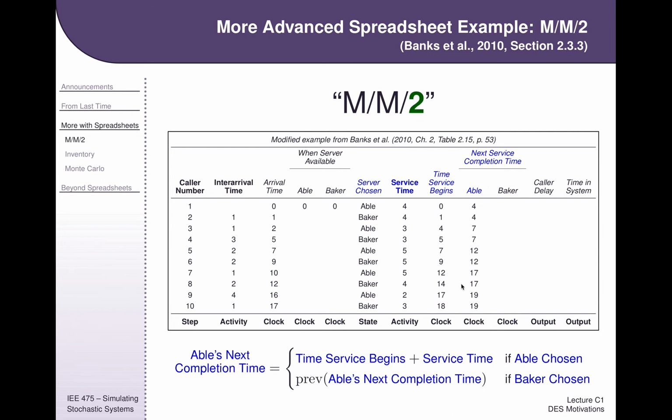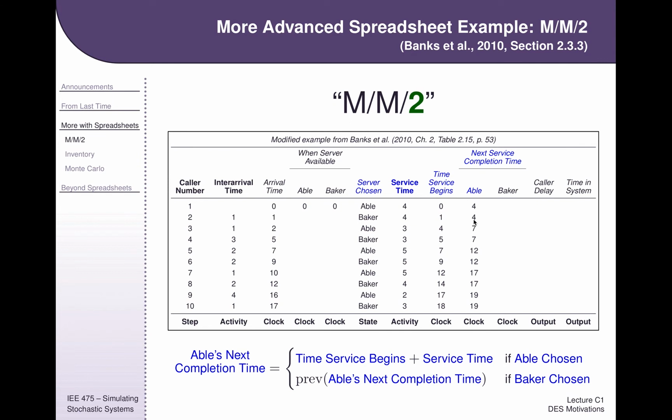So Able's completion time, that's this column. It depends on when service began for this customer. And if Able was chosen, then we add the service time. But if we're looking at, say, a Baker row, we're saying, well, this customer's service might have begun at 1, but it was handled by Baker, and we are really trying to figure out when Able is done. And so it doesn't really matter to us whether this customer arrived here and how long it took.